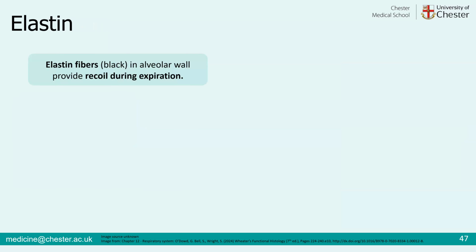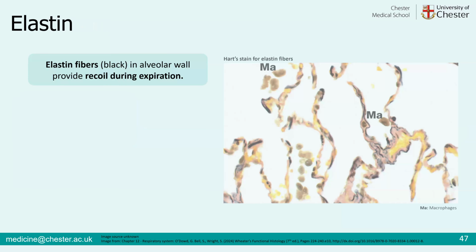We also mentioned, and again, this will make a lot more sense when you talk about the process of ventilation and moving air in and out of the body, but in the walls of our alveoli, we have elastin fibers. So here's an elastic stain. The elastic fibers are staining black. So this provides recoil during expiration.